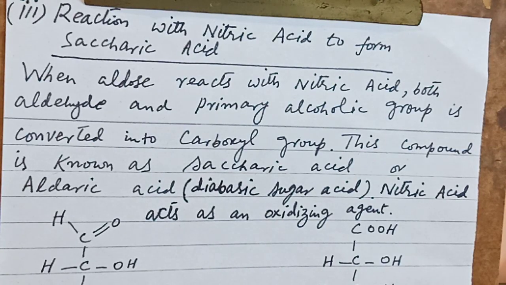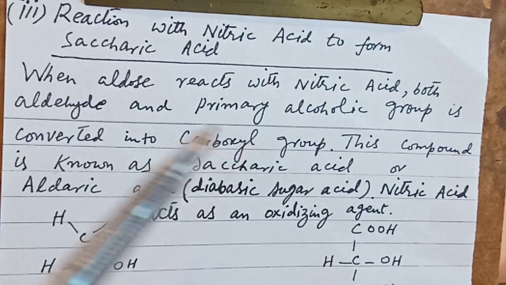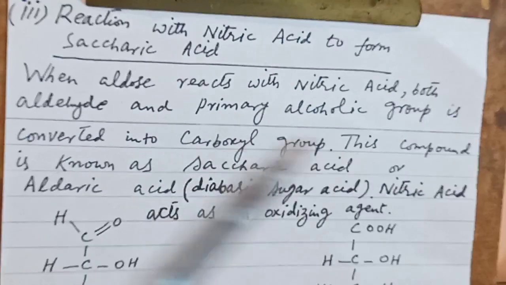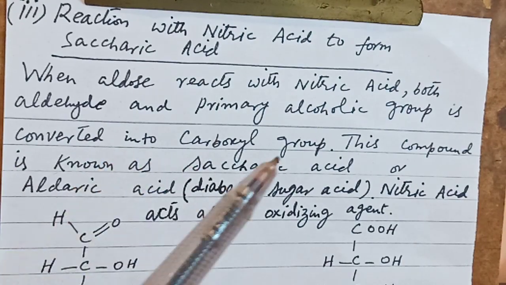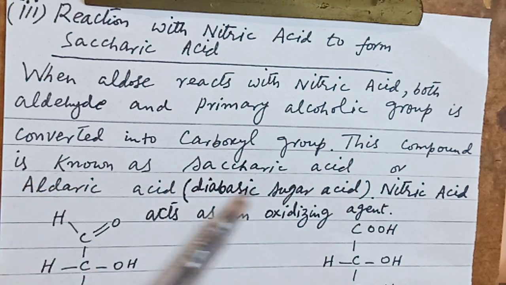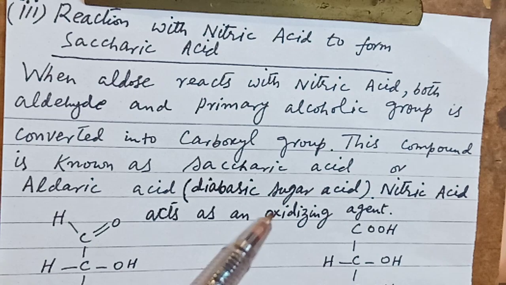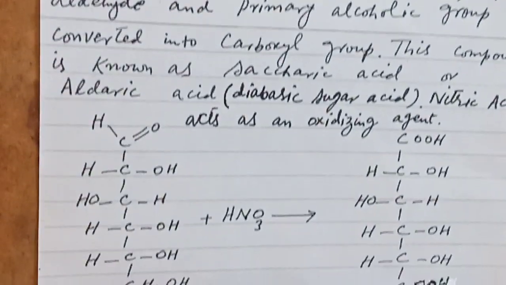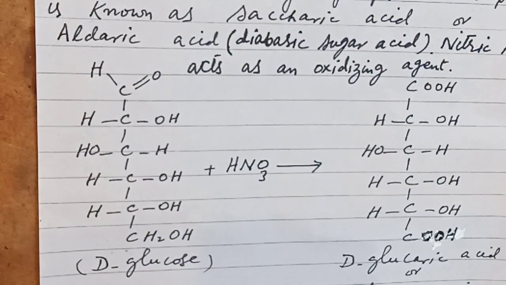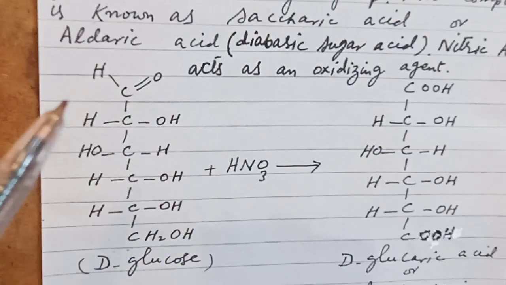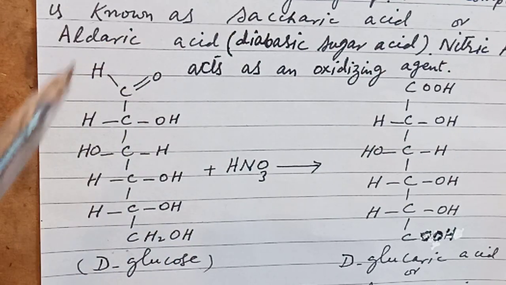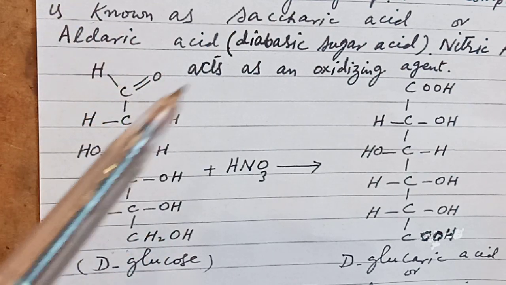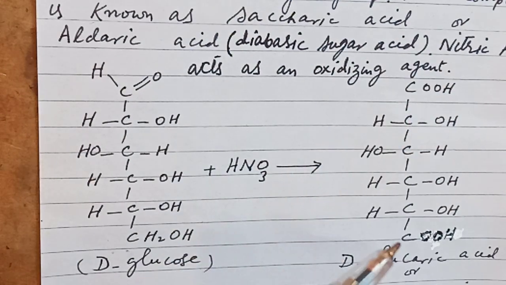Now the third reaction is the reaction with nitric acid to form saccharic acid. When an aldose reacts with nitric acid, both the aldehyde and the primary alcoholic group are converted into carboxyl groups. This compound is known as saccharic acid or aldaric acid. Nitric acid acts as an oxidizing agent. So the D-glucose structure will react with nitric acid, and the aldehyde group at the first carbon atom and the alcoholic group at the sixth will both be oxidized and converted to carboxyl groups.